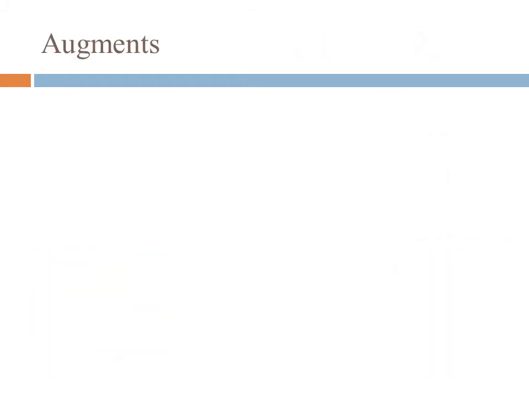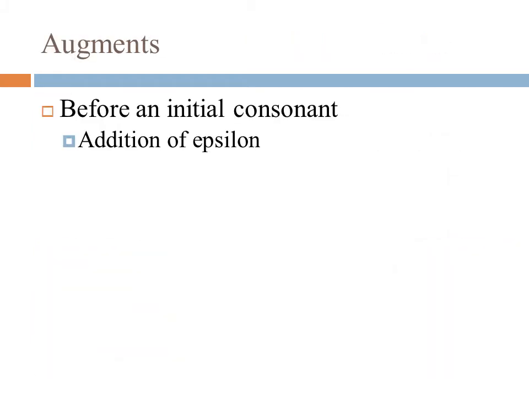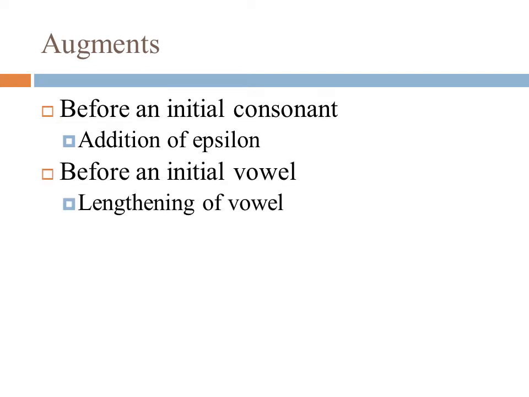Augment forms. Before an initial consonant, the augment is usually just the addition of an epsilon. Before an initial vowel, that vowel will be lengthened.